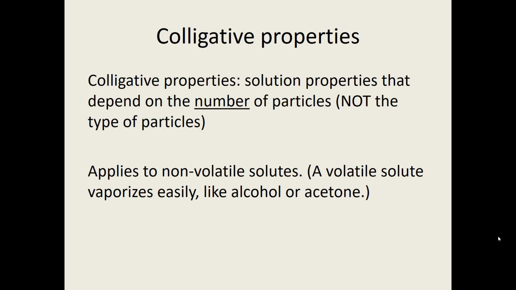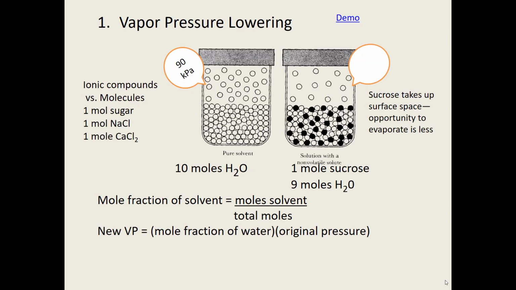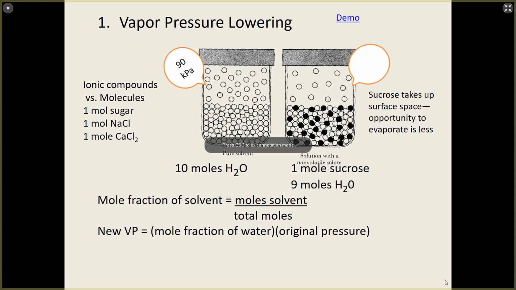So again, colligative properties are solution properties that depend on the number of particles of what's dissolved in the solution. The first colligative property is vapor pressure lowering. Throughout all these colligative properties, we are going to compare pure water to a solution and look at the number of particles dissolved in that solution. So for vapor pressure lowering, if we were to look at pure water and take the vapor pressure, we would get, in this case, 90 kilopascals.